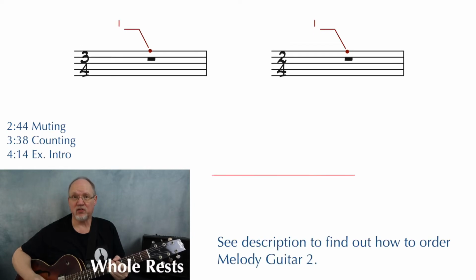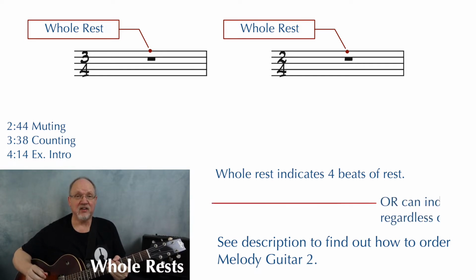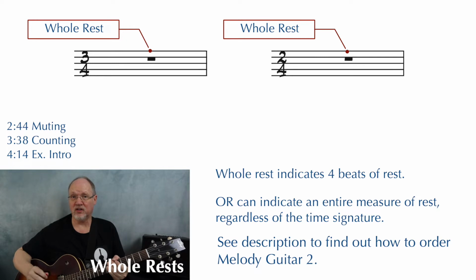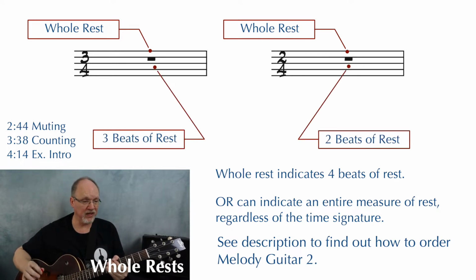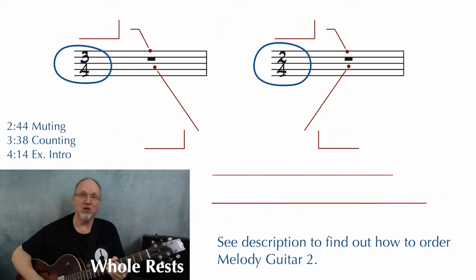And one more thing about those whole rests. Whole rests can serve 2 purposes. The first purpose is simply to show 4 beats of silence. The second is to show an entire measure of rest regardless of how many beats are in that measure. So if you see, for example, in the middle of page 20, 3/4 time or 2/4 time with a whole rest, that's not a misprint. That just means an entire measure of rest in 3/4 time or an entire measure of rest in 2/4 time. So in 3/4 time, you're still going to count 3 beats for that rest, and in 2/4 time, you're still going to count 2 beats for that rest.